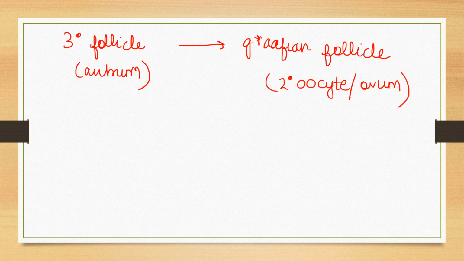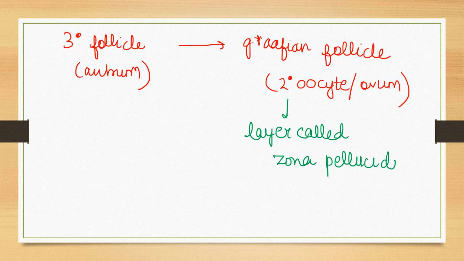अब ये जो secondary oocyte होता है, it forms a layer called zona pellucida around it. You please note the names, these are very important. It forms a layer known as zona pellucida around it.